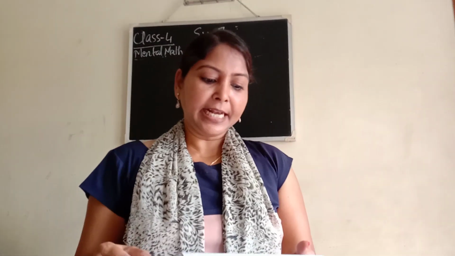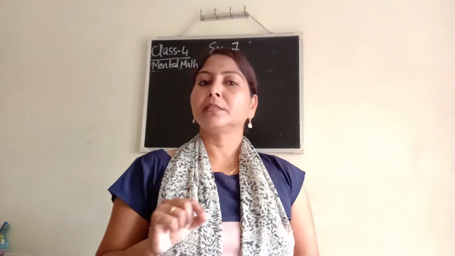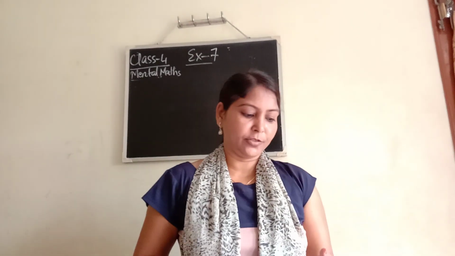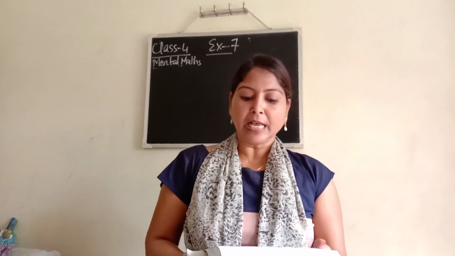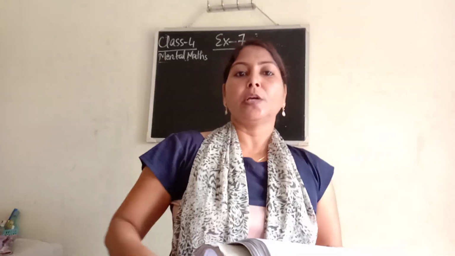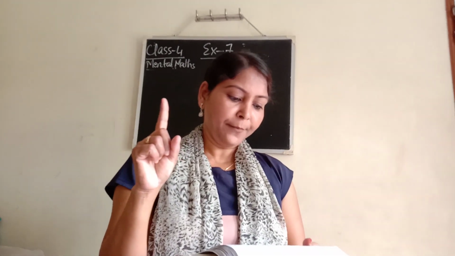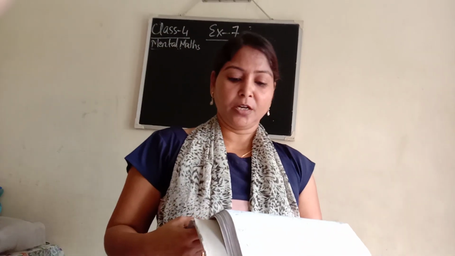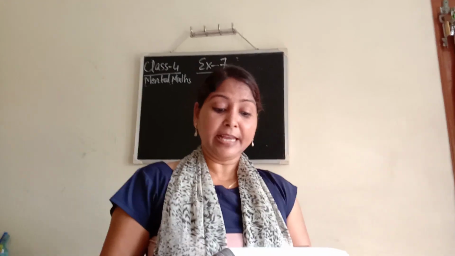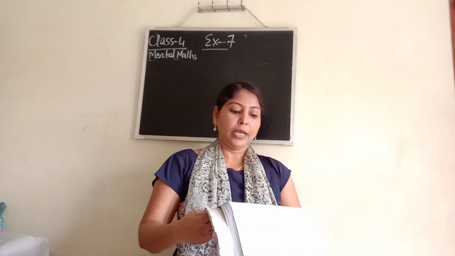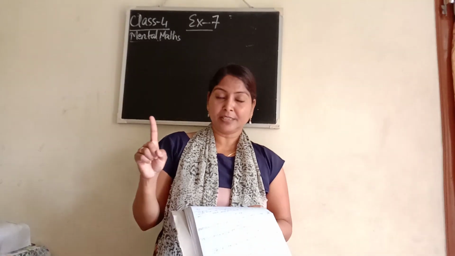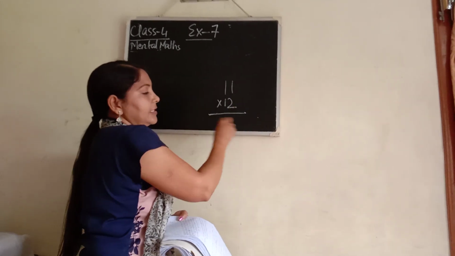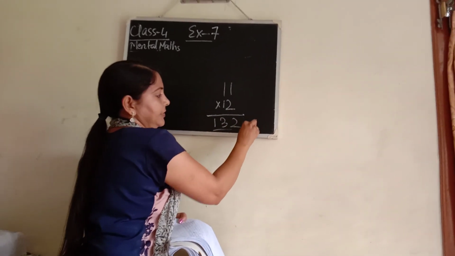Then the number D, take away 38 from 800. This is simple subtraction. You will subtract 38 from 800 and get the answer. Number E is how many months are there in 11 years? In 1 year there are 12 months, so you will multiply 11 into 12. So whatever comes, that will be your answer. Okay.